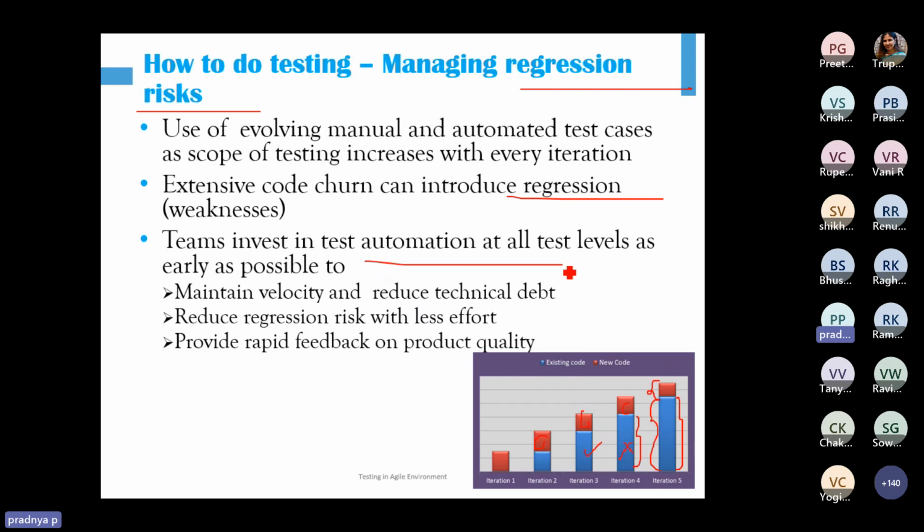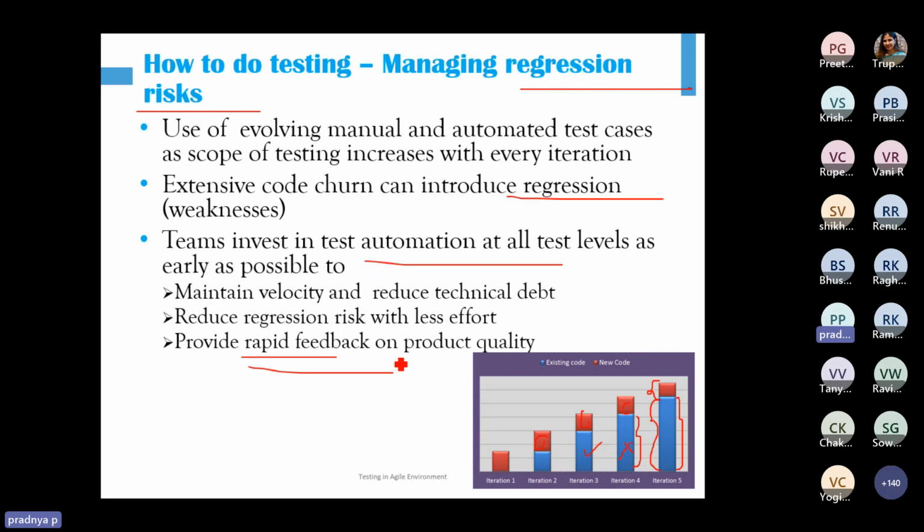So we want to reduce this entire technical debt. We want to maintain our velocity. We want to reduce the regression risk. And very important, we need to quickly provide feedback to the development team about product quality. And that's why regression test cases are always automated as we move ahead. And that is a very typical characteristic of an agile project.